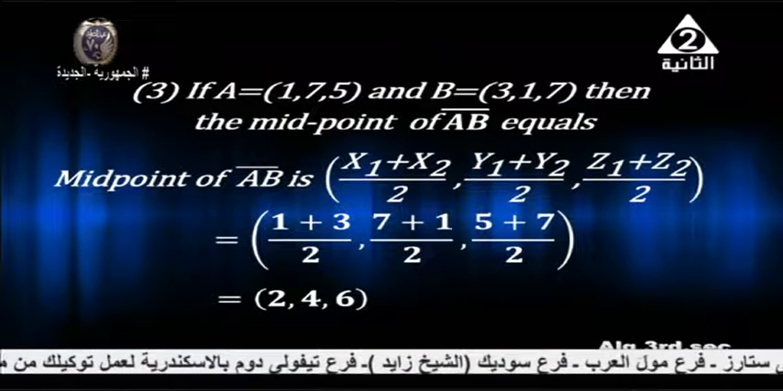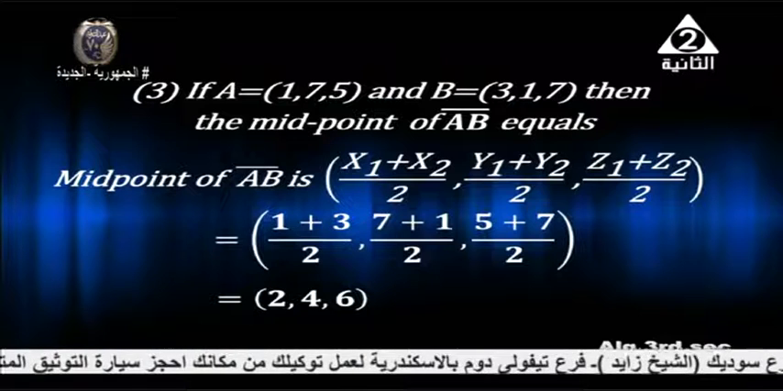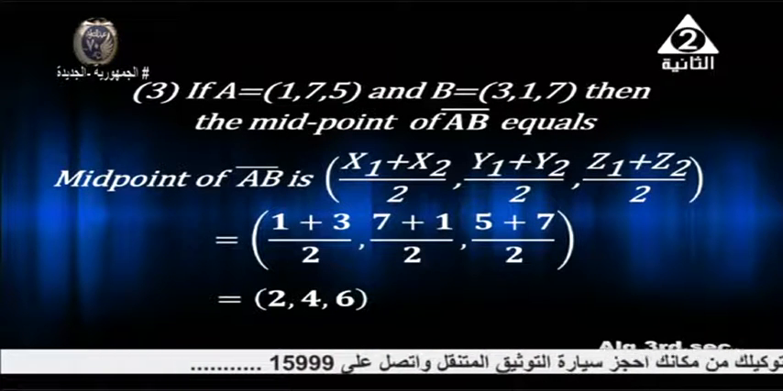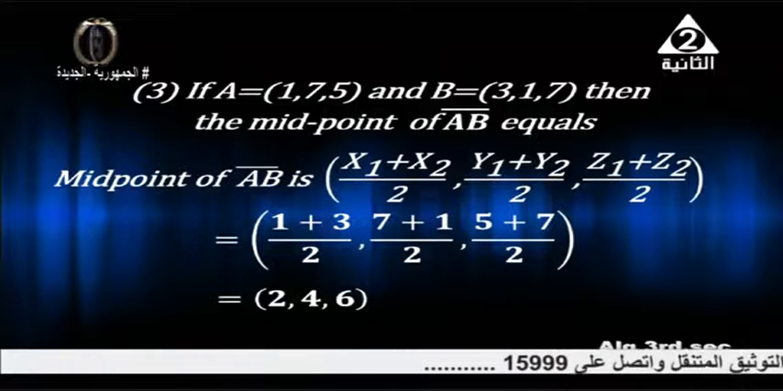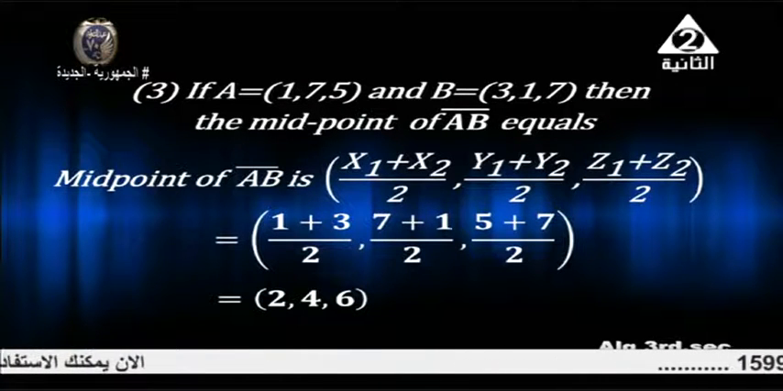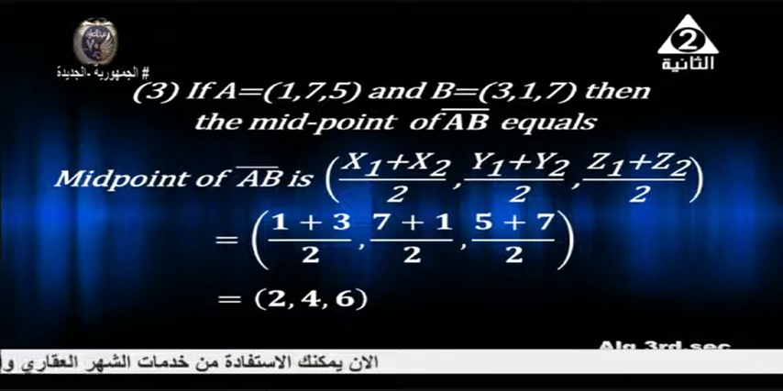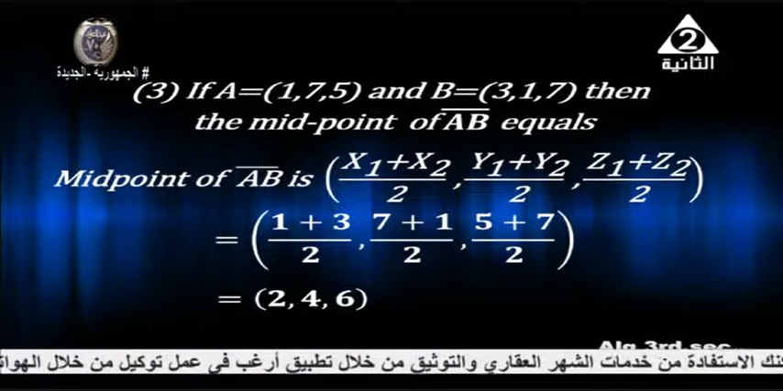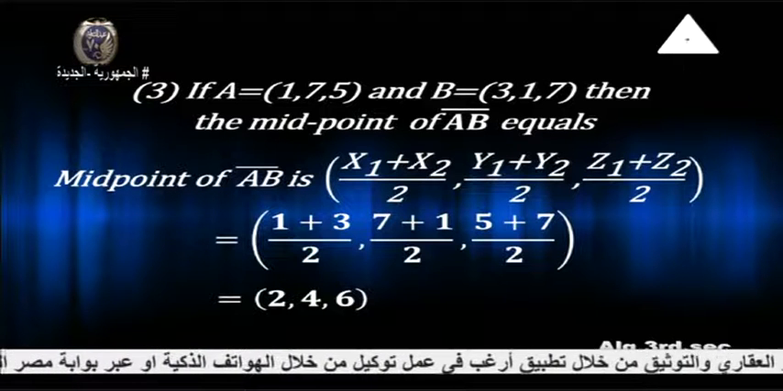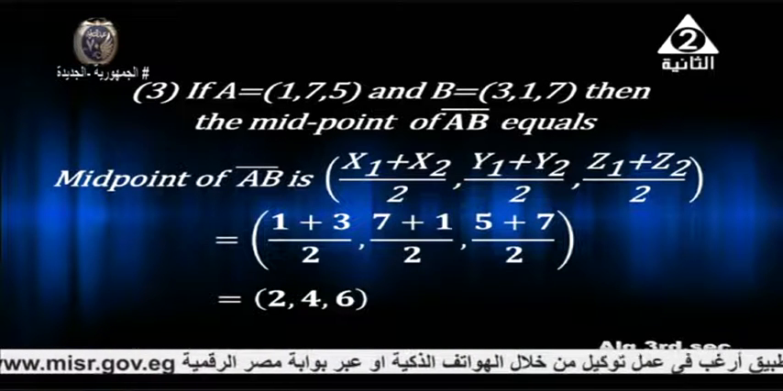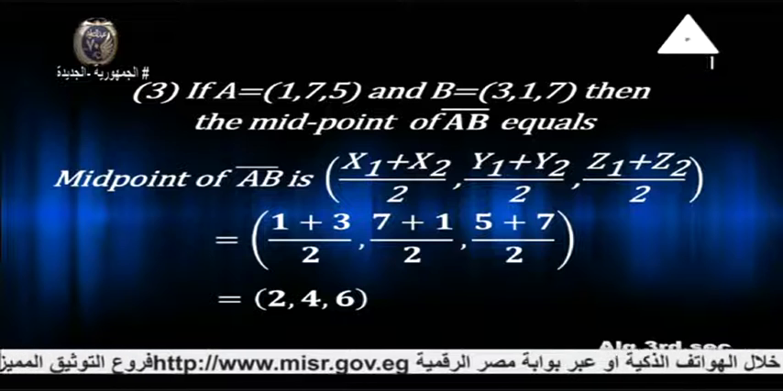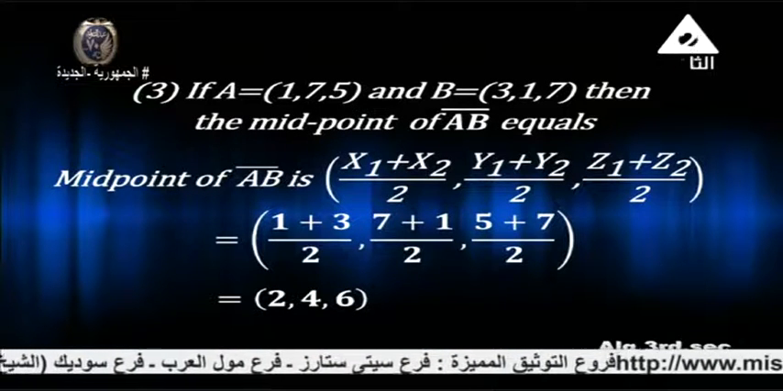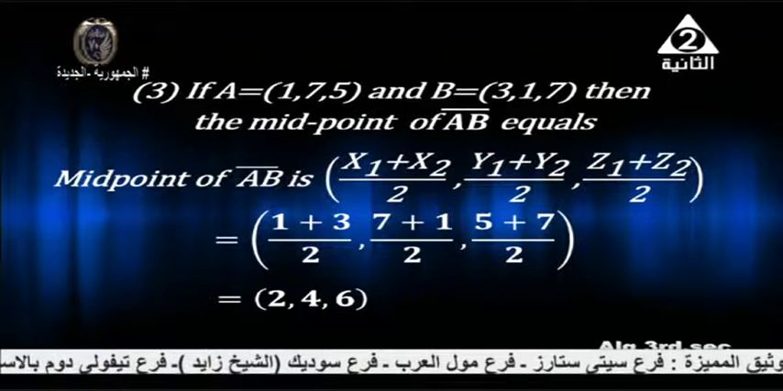Don't forget, we have 2 rules. The rule of the midpoint between A and B: x1 plus x2 over 2, y1 plus y2 over 2, z1 plus z2 over 2. And the distance between 2 points: the square root of (x1 minus x2) squared plus (y1 minus y2) squared plus (z1 minus z2) squared. But in this case, the required is the midpoint. This rule is very important.